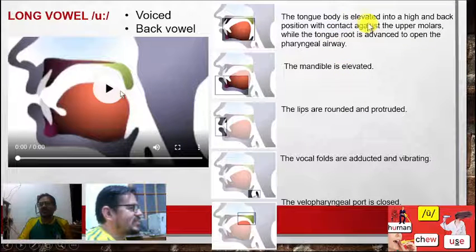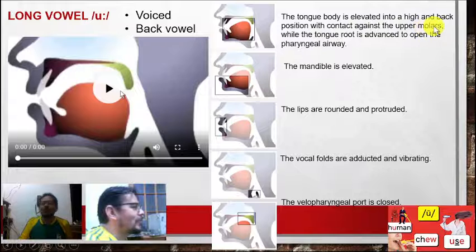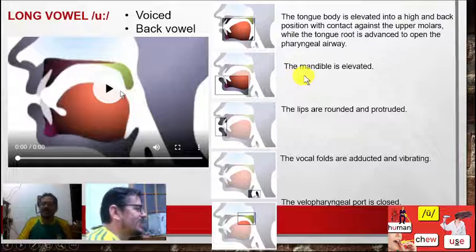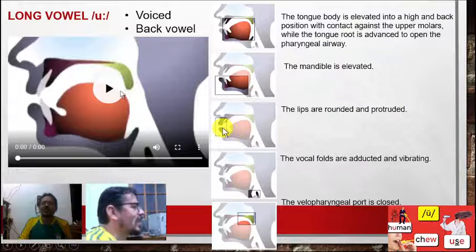The tongue body is elevated in a high and back position with contact against the upper molars, while the tongue root is advanced to open the pharyngeal airway. Okay? The mandible is elevated. The lips are rounded and protruded. Rounded and protruded.